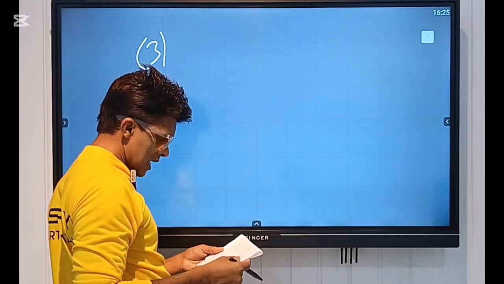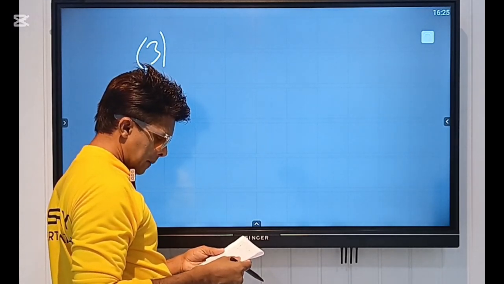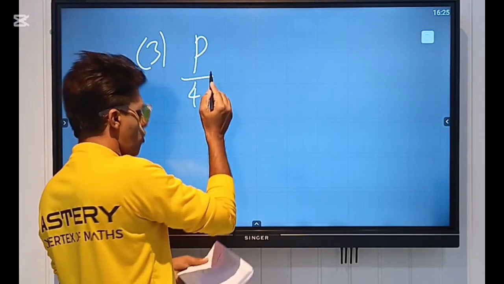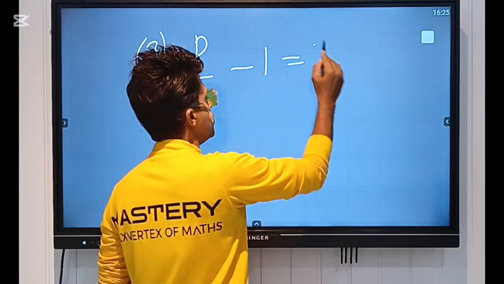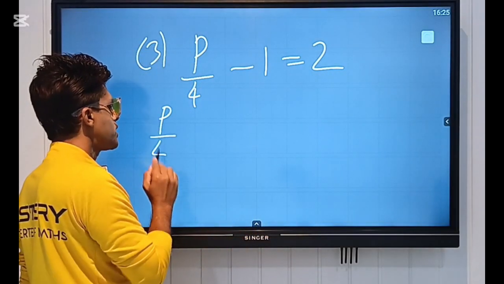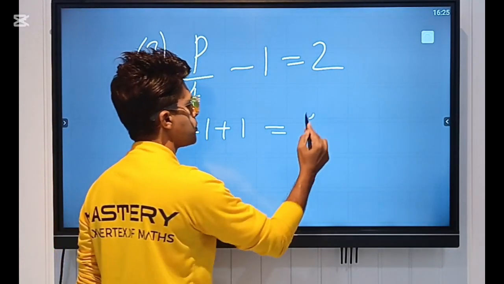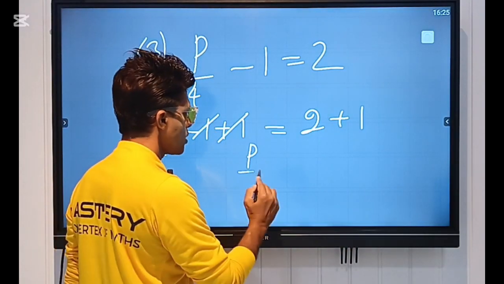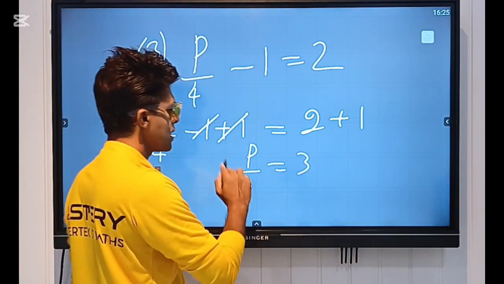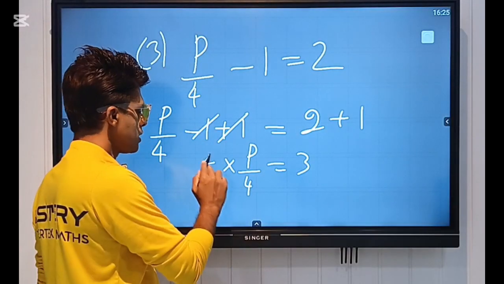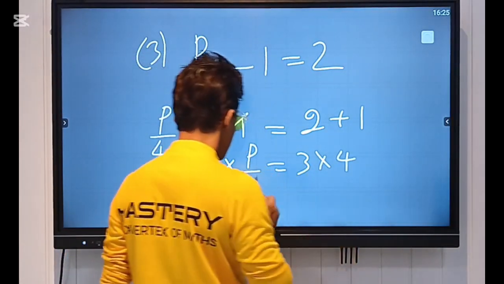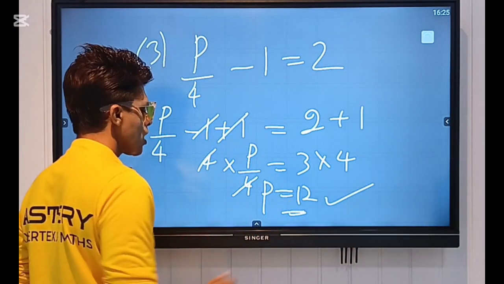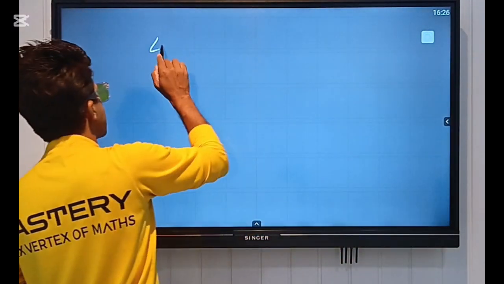The other question: here it is y or x, I think this is p. Then p over 4 minus 1 equals 2. Here is minus 1. Therefore, plus 1 is added to both sides. The opposite value is added. Right now, you could simplify minus 1 and plus 1. Then p over 4 equals 2 plus 1, which is 3. This is familiar to you. It's multiplied on both sides by 4. Then 4 and 4 can be cancelled out. 3 times 4 is 12. So that is the answer.